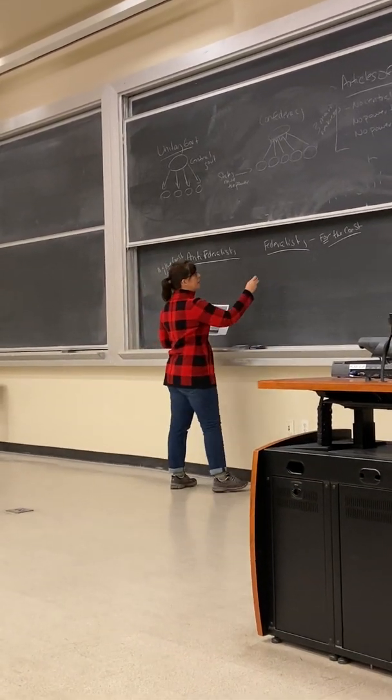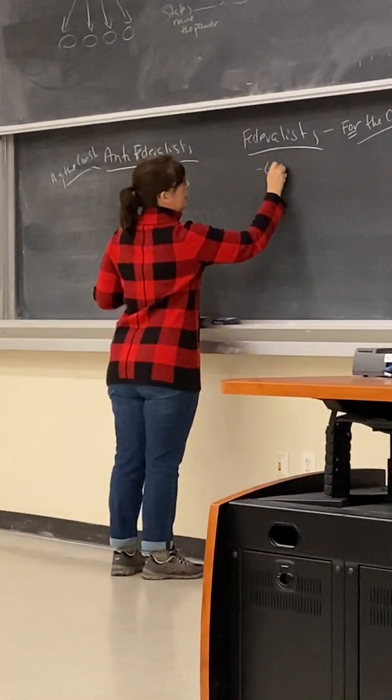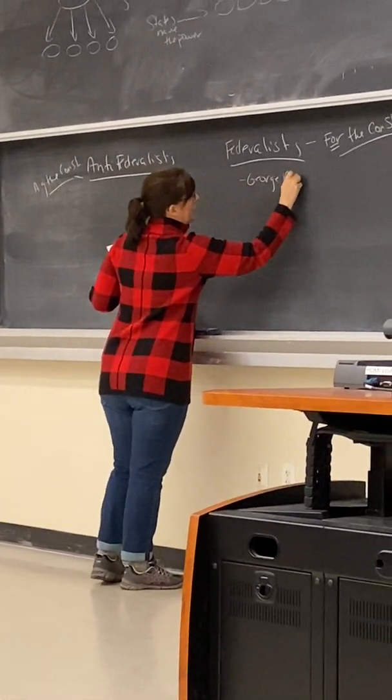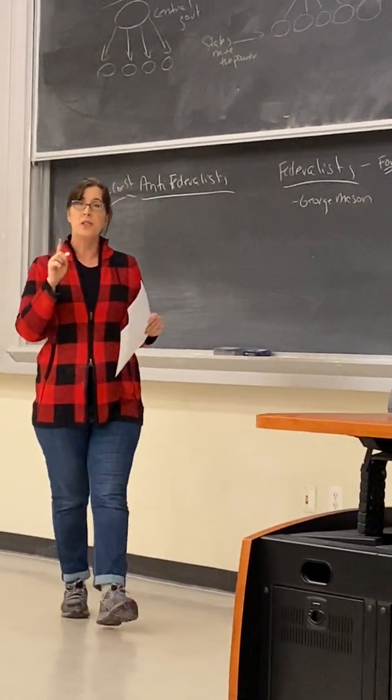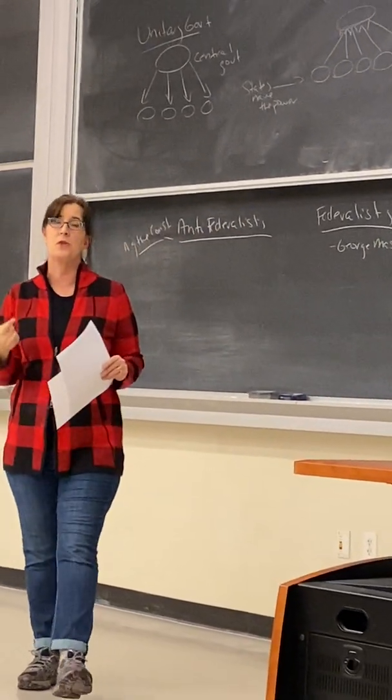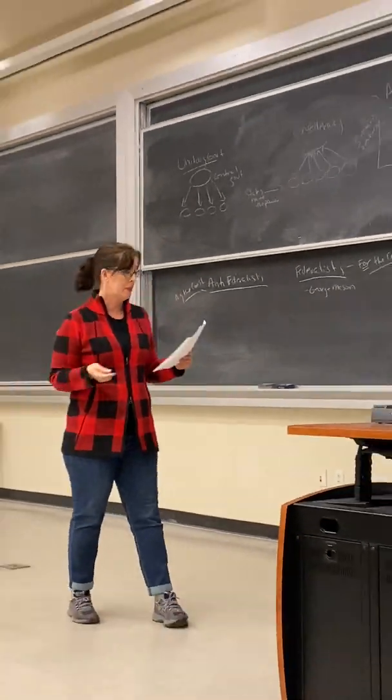So, with Federalists, we have George Mason. And George Mason is the person, he and 2 other folks, a total of 3 folks who were there at the last days of the Constitutional Convention, said we're not going to sign it.